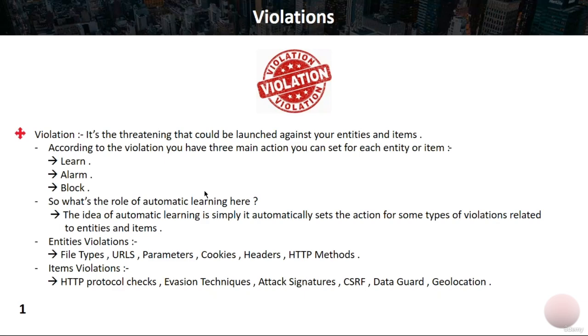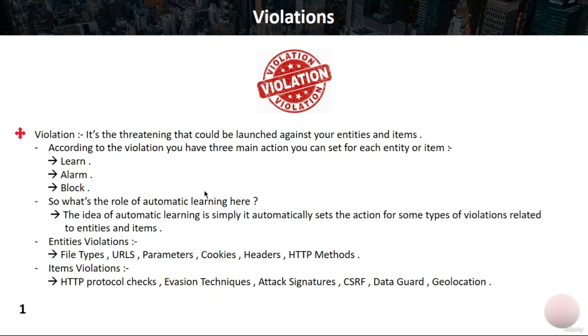Okay, so each entity, as we said, what is entity? It's the parameter, the URL, the file type, the HTTP header, whatever the entity is, or item, attack signature, HTTP compliance, evasion technique. Okay, so each one of these entities and items contains some violation triggering that we can configure, and we can set some actions related to each violation. Okay, these actions are learn, alarm, and block.